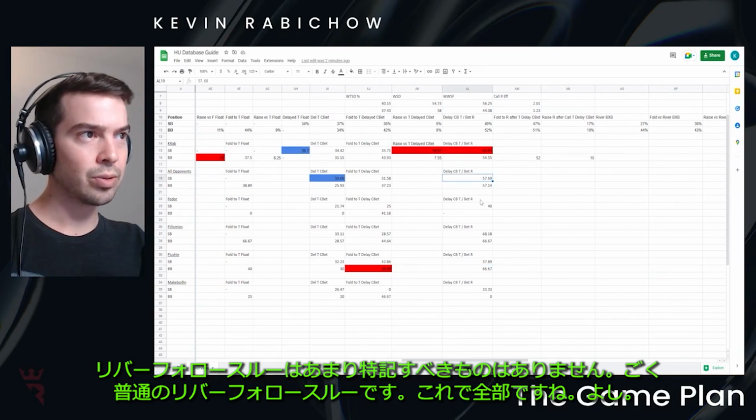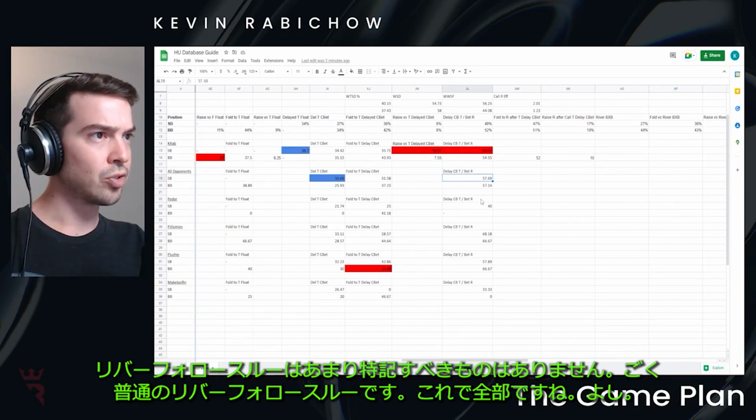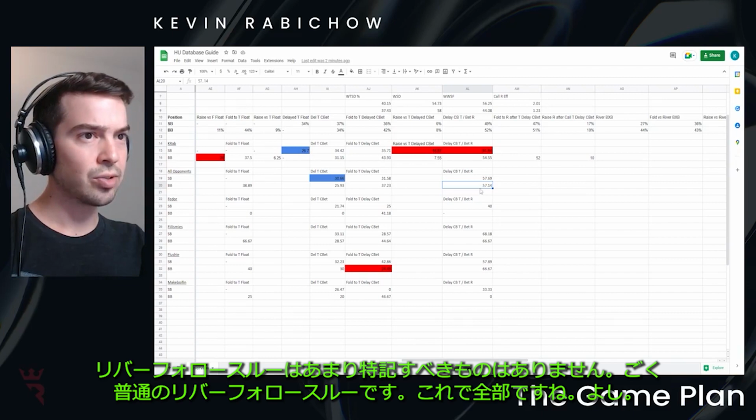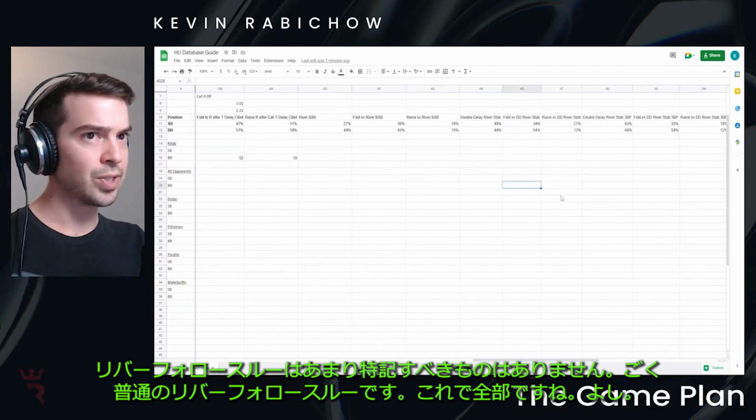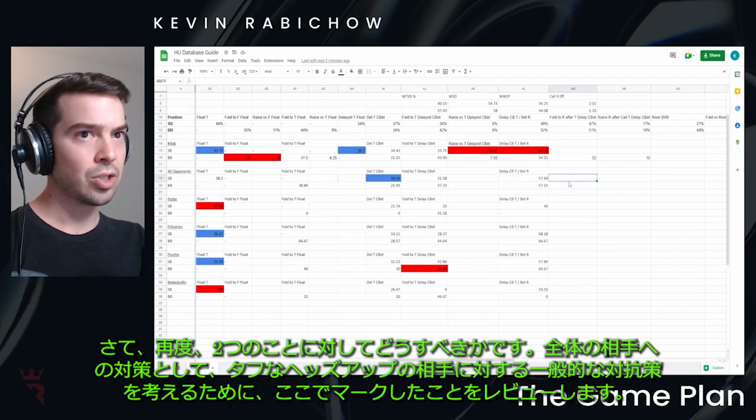The river follow through, not looking super interesting. Pretty standard river follow through here. And that is all of the stats that I copied in here. Great. So again, what I would do, two things.